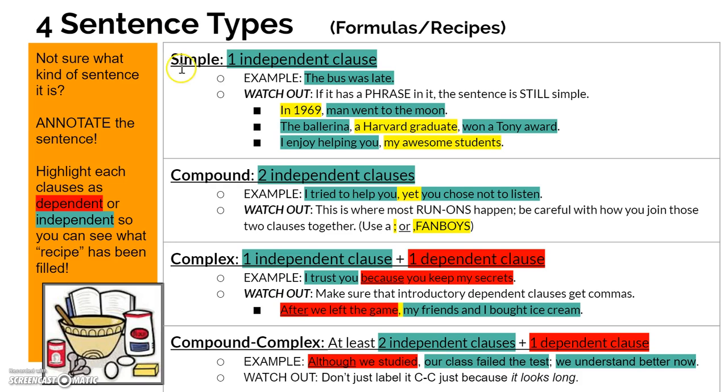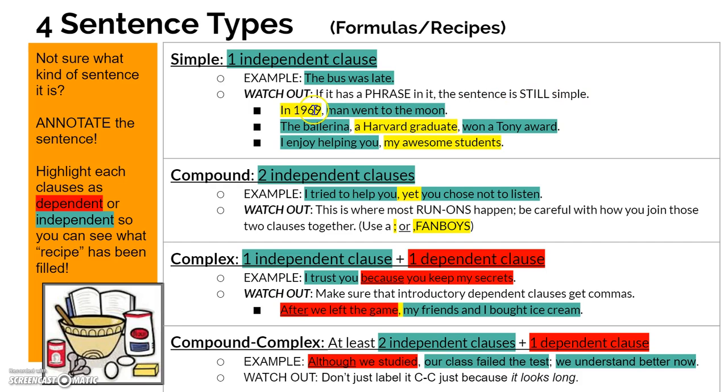So here are 4 recipes for different sentence types. Look at us being all cross-curricular and using math. These are kind of thought of as formulas or maybe recipes. For example, simple sentences are the easiest ones. It's just one independent clause, like "the bus was late." But watch out, because if a simple sentence has a phrase in it, it's still simple.